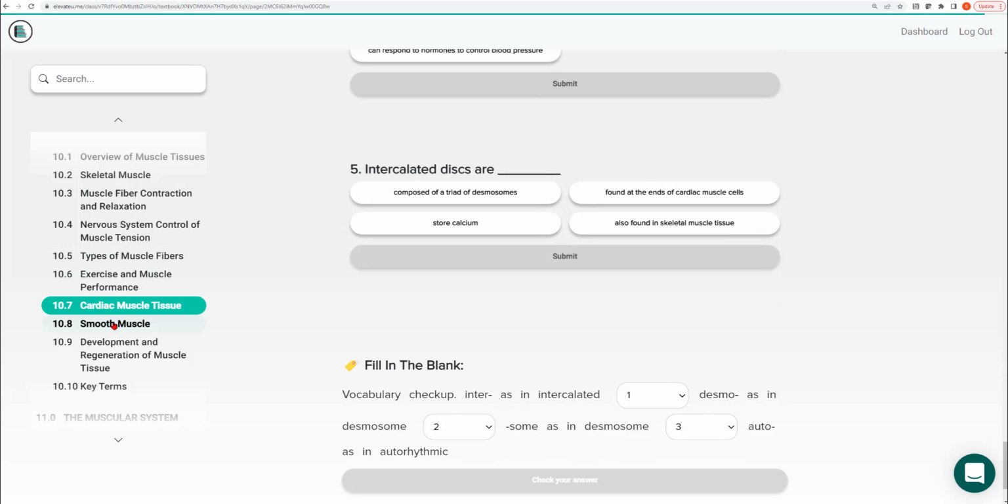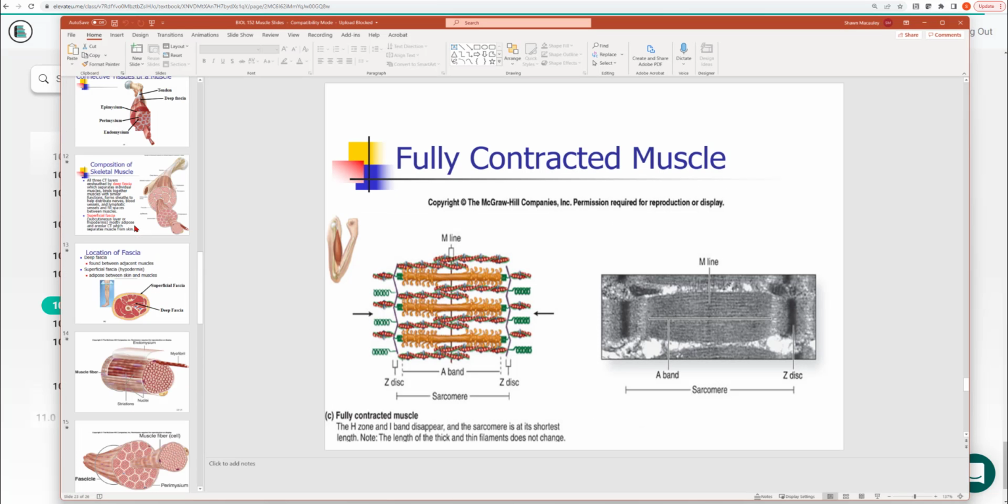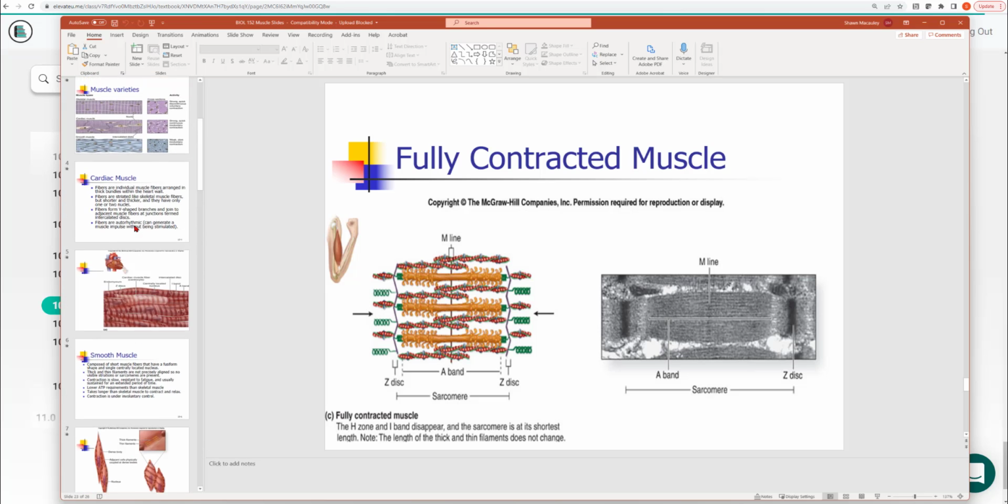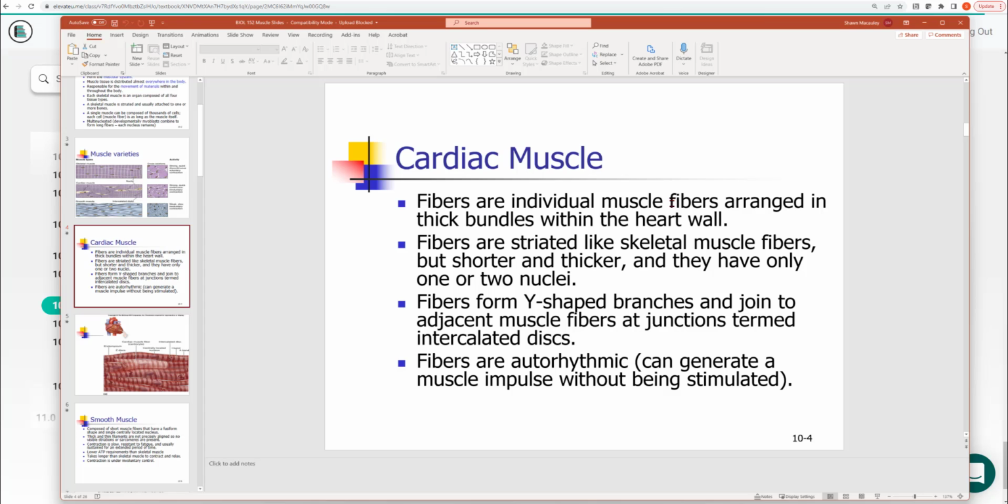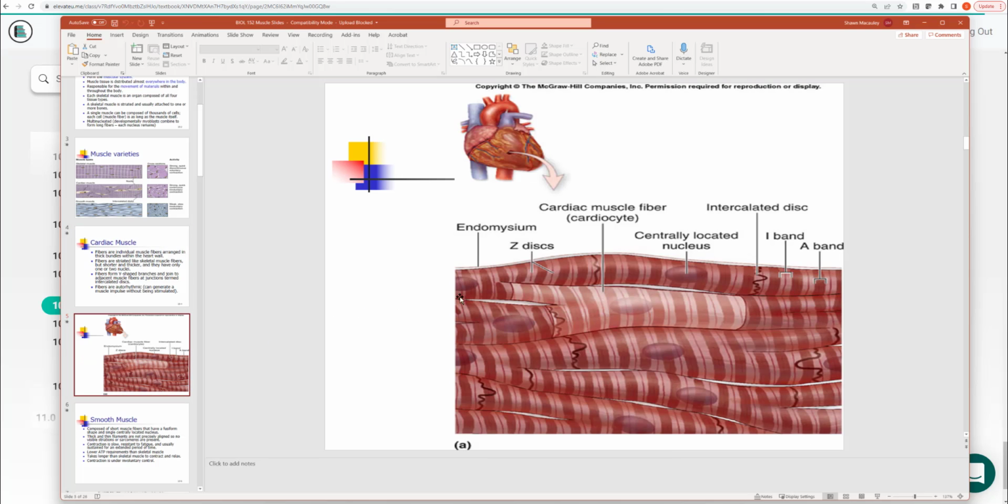And let me go back to a couple slides just to reinforce this, a couple extra slides about cardiac muscle. And again, everything I've already said, these cells are individual, they're striated, they're shorter, usually have one, sometimes two nuclei, Y branching, and they're autorhythmic with the intercalated discs. And just another picture of this. Don't worry about the I and the A and the Z here, but just see that you have the branching, you have the striations, you have single nuclei usually that are in the center of the cell.